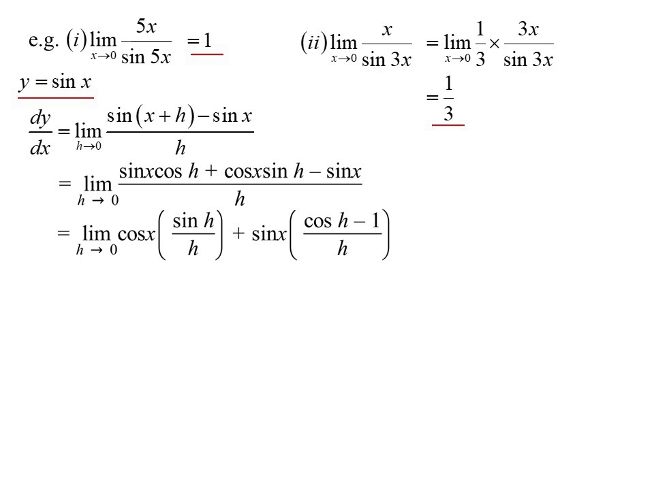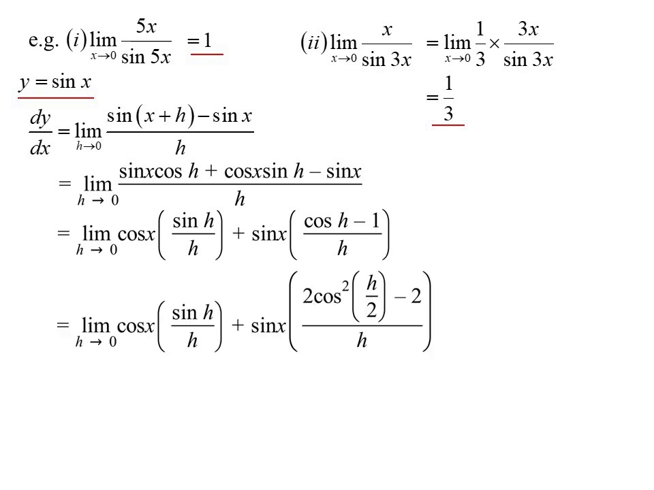There's that limit, I know. That's going to be nice. The second one, if I group the sine x's together, I got sine x times cos h minus 1 on h. Need to do a little bit of playing around with that. I can use my double angle results to change that cos h.